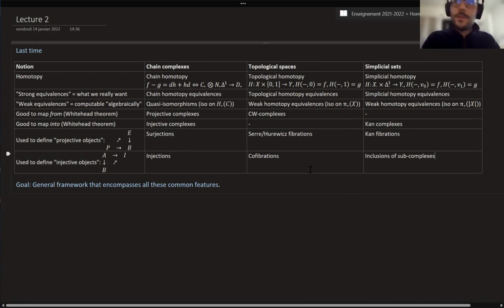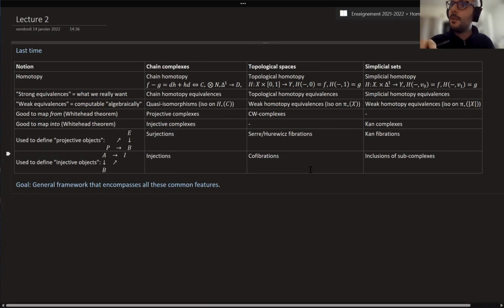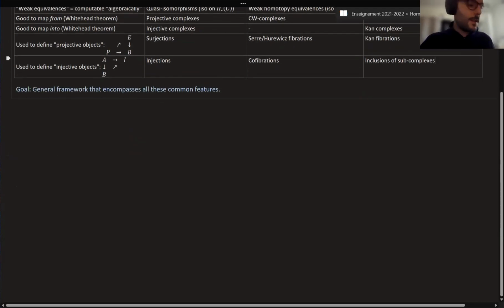So what we are going to try to define is a framework which encompasses these common features between these three categories in which we can do homotopy theory. Okay. So any questions before we start?